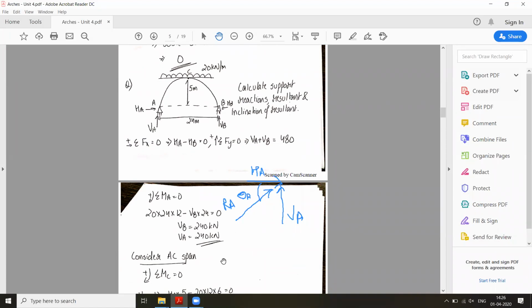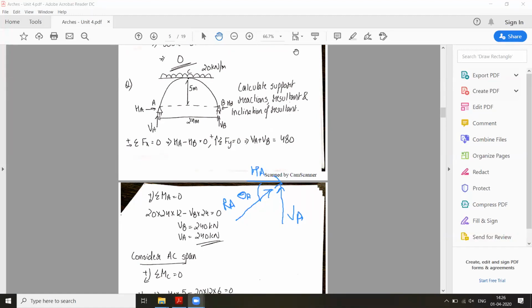Sir, this inclination of result is theta, sir? Yeah, it is the inclination from the horizontal, that is from the HA. Okay, understood everyone? Clear?